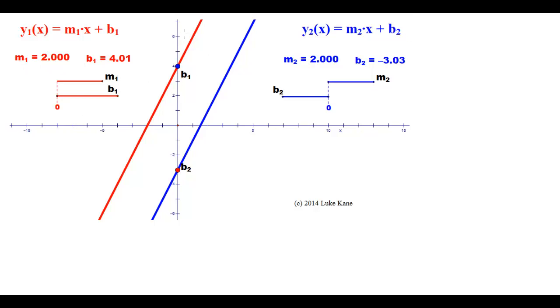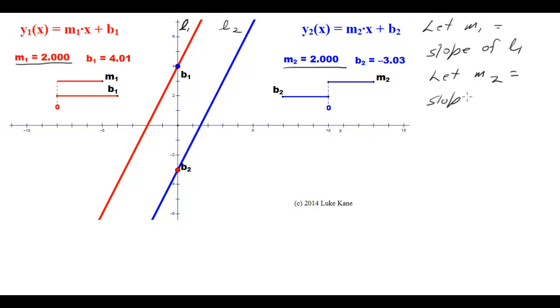Now, let's do some definitions. Let's call this red line, line 1, and let's call this blue line, line 2. And let's define slope 1: let m1 equal the slope of line L1. Similarly, let m2 equal the slope of line 2.